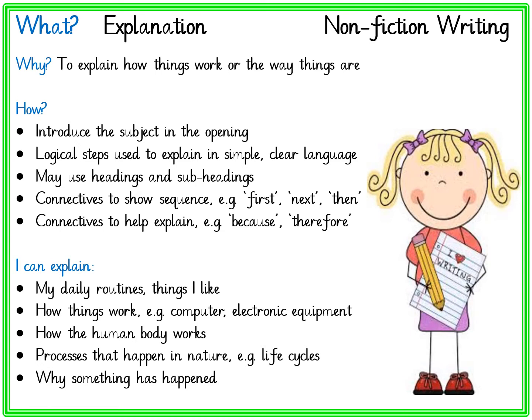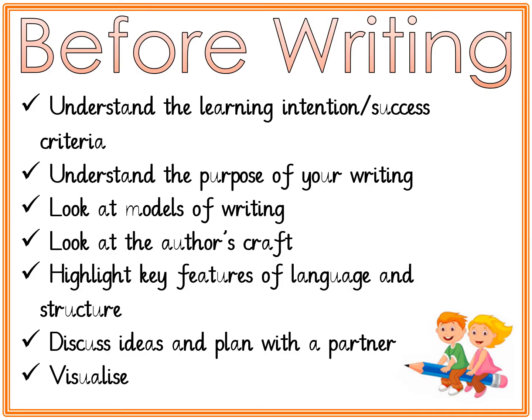What we're going to look at is processes that happen in nature, believe it or not, but also how things work. It's not a computer or electronic equipment, but it's something else. It's quite a strange thing, a compass. So before writing, you need to understand the learning, attention, and success criteria. You need to understand the purpose of your writing, look at models of writing, author's craft, and so on. These are things that we will do as we go.